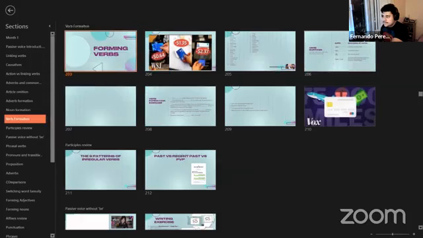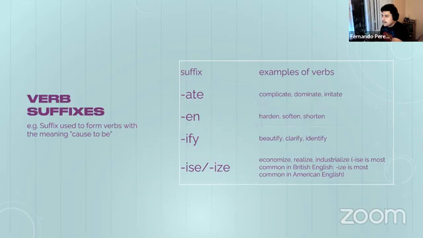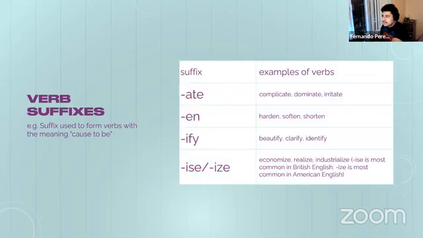Look at this chart. This is a very simple chart that we can start using. Let me make it more clear because it's impossible to see the chart. Okay, there we go. Ate, ify, and ize. Yesterday we saw a verb like that.